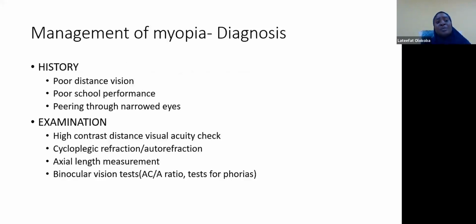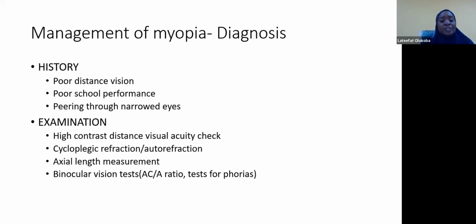So now moving on to the management of myopia. First, how do we make a diagnosis of myopia in children? We start from the history, and usually the parents complain of poor distant vision on behalf of the child. Children with myopia may have poor academic performance, and the parents or teachers may notice that the child is seeing through narrowed eyes. These are indications that the child is not seeing well and may possibly be myopic.